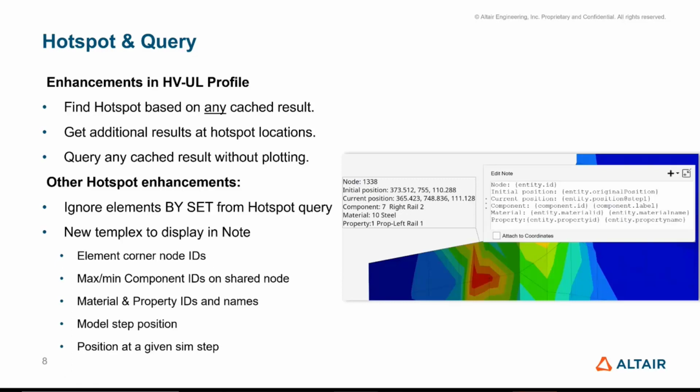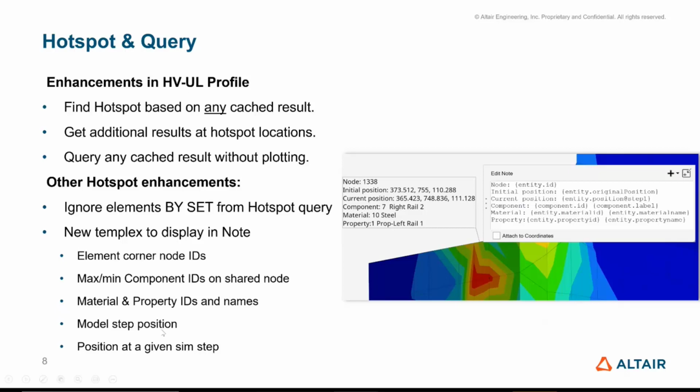We have also added some template expressions, which will allow you to retrieve some key entity information and post them in a note. Some of them I want to highlight here: you have the option to request the corner IDs belonging to an element. In the case of a shared node, you can see which component contributed to the max or the min value. You can retrieve the material and property IDs and labels that are associated with a particular entity.